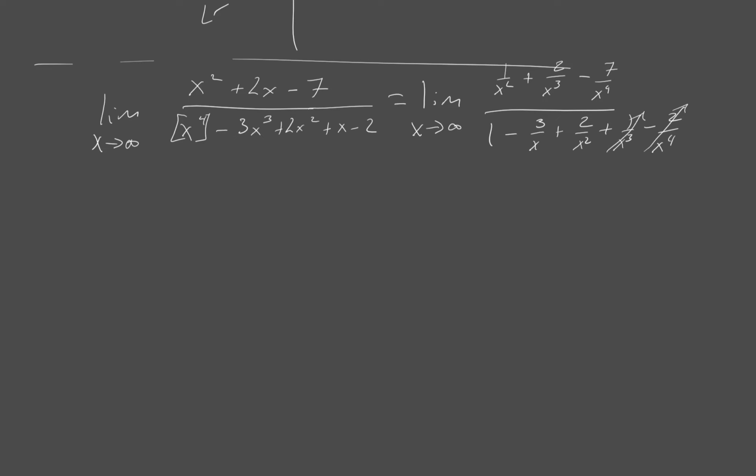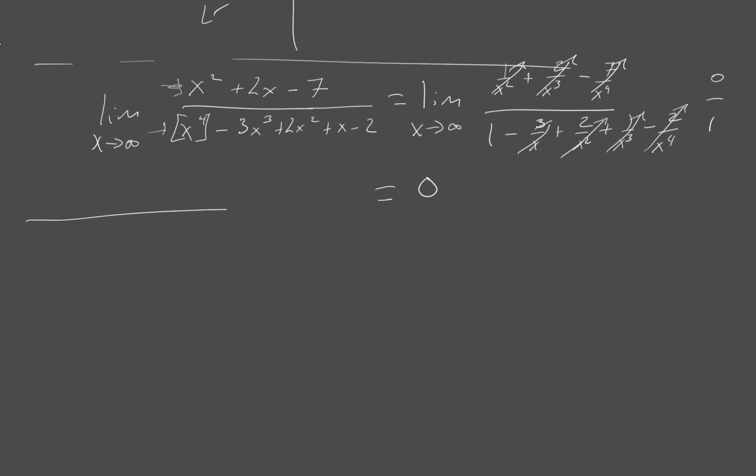Each of these terms goes to 0. This looks like the limit goes to 0 over 1, which is 0. Right, 0 over 1, we can actually do that division, so this is 0. If the degree of the numerator is smaller than the degree of the denominator, you're going to end up with a 0 for these polynomials.